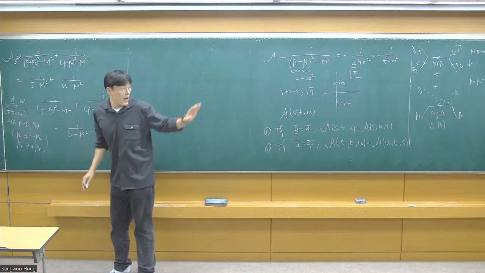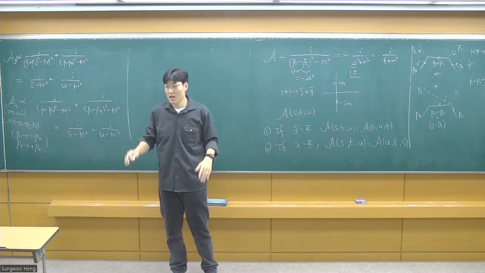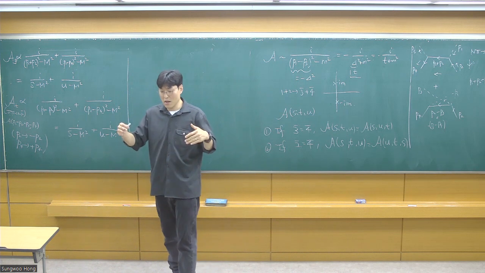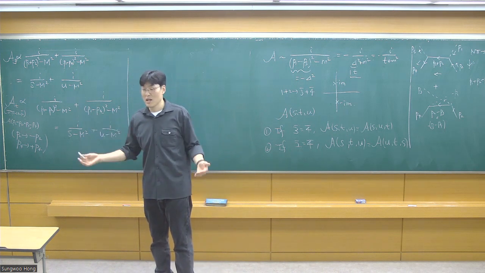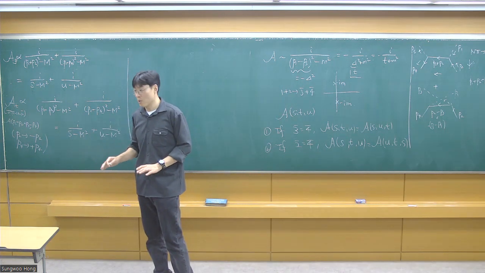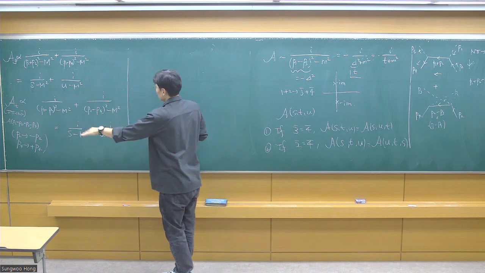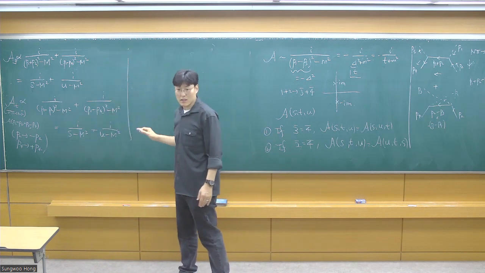Okay. So I analyze here S and T and U, three different processes, and only one of them plays the role of total energy, being positive or greater than or equal to 4m squared. The other two play the role of momentum transfer, which should be less than or equal to 0. That's why I draw this Mandelstam triangle plot.